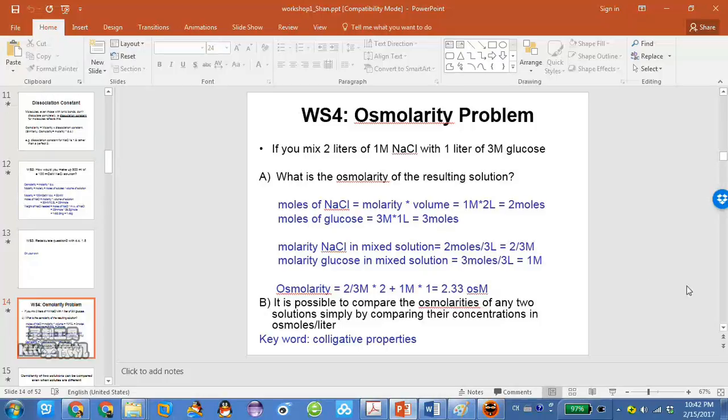Part B of question number 4 is a statement. It is possible to compare the osmolarities of any two solutions simply by comparing their concentrations in osmoles per liter.